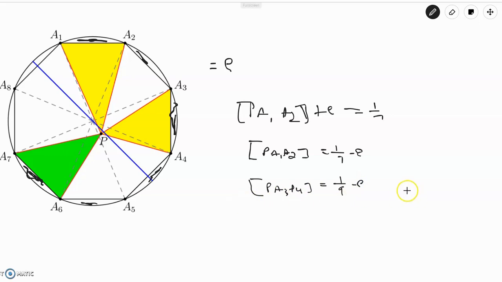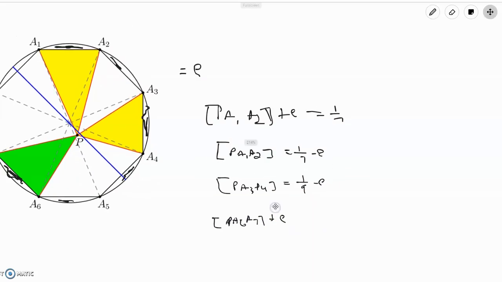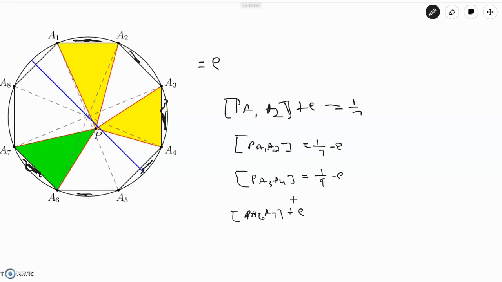And given these two areas, we want to find the area of PA6, A7, as well as that black region, which is equal to E. So we want to find the area of PA6, A7 plus E. So now we want to see what we can do given our areas.